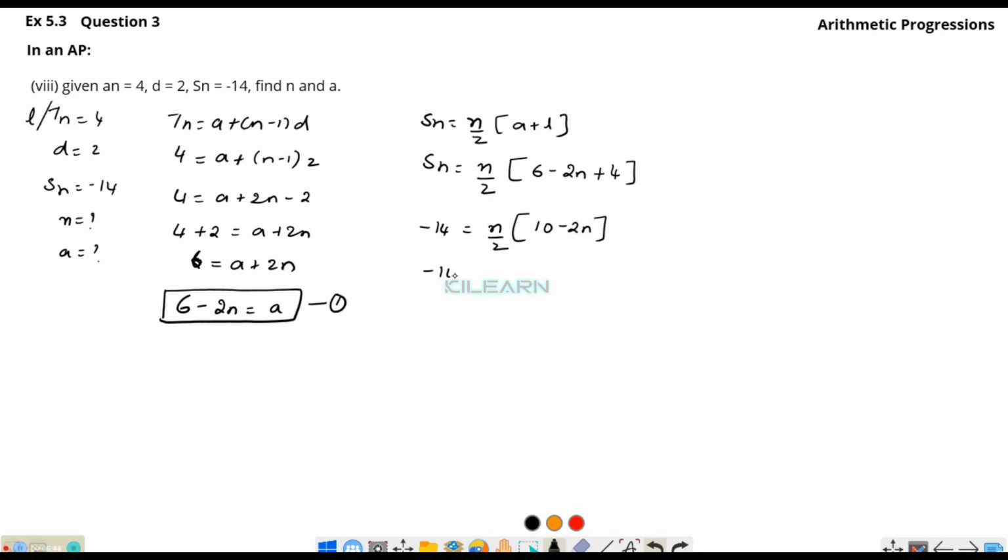Now take 2 common out, which gives us 2 5s are 10 and 2 1s are 2. So the 2 gets cancelled. So minus 14 is equal to 5 into n, 5n minus n square. Now I'll take this n square as positive, so I'll shift to the left hand side. n square, I'll shift 5n also, so n square minus 5n minus 14 equals 0. So now we got a quadratic equation. I need to do factorization for this quadratic equation.